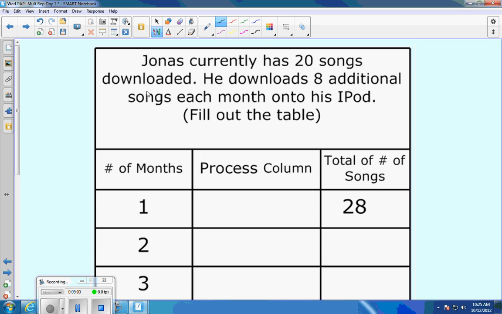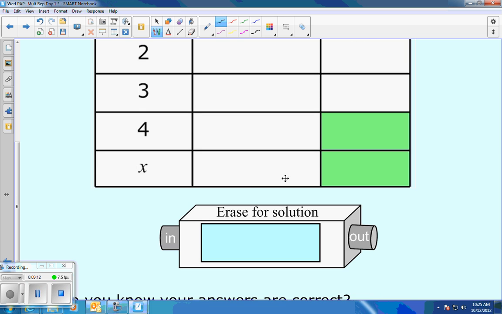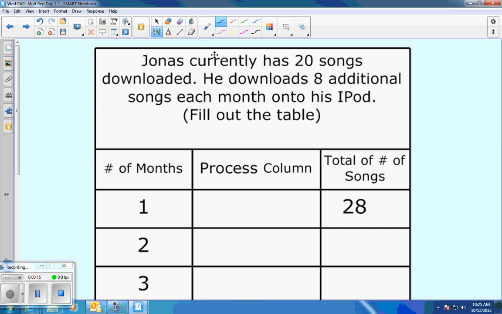So here's an example of the verbal. We're going to take that verbal, input the information into a chart or a table, and at the end of that, we will be coming up with an equation. So Jonas currently has 20 songs downloaded. He downloads 8 additional songs each month onto his iPod. So after 1 month, he started with 20. He has 8 additional songs. So we're going to do, he started with 20, and we're adding to that 8 songs per month.